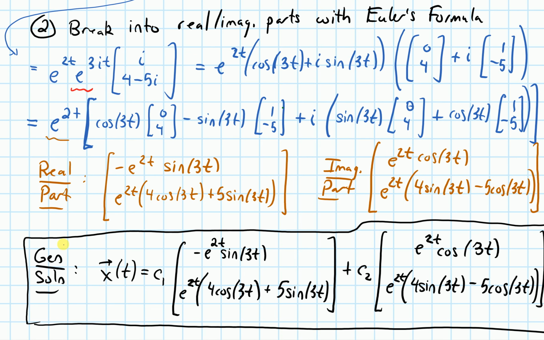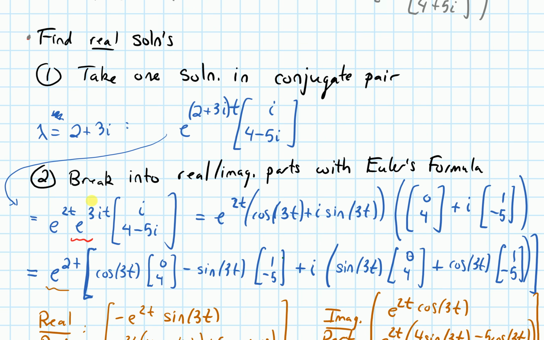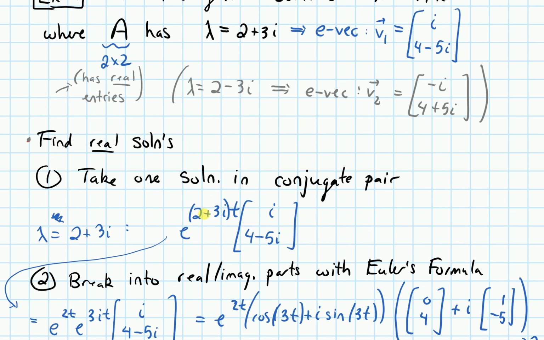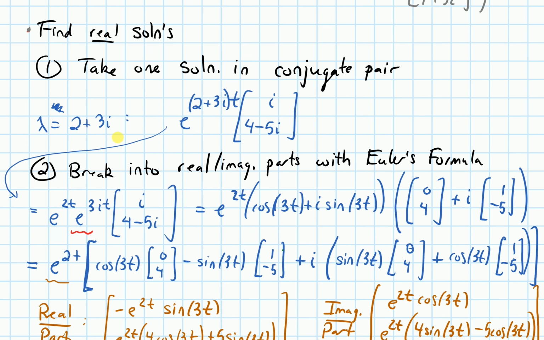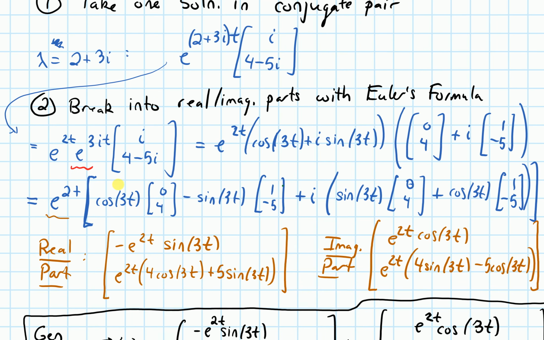Again, the key ideas when we had these complex eigenvalues: as long as our matrix had real entries, these eigenvalues occur in conjugate pairs. Anytime we had a conjugate pair, we took one solution from that pair, and that's what we did here. Then we broke that up into real and imaginary parts using Euler's Formula. The real part and the imaginary part became two real linearly independent solutions, and I include those in the general solution.